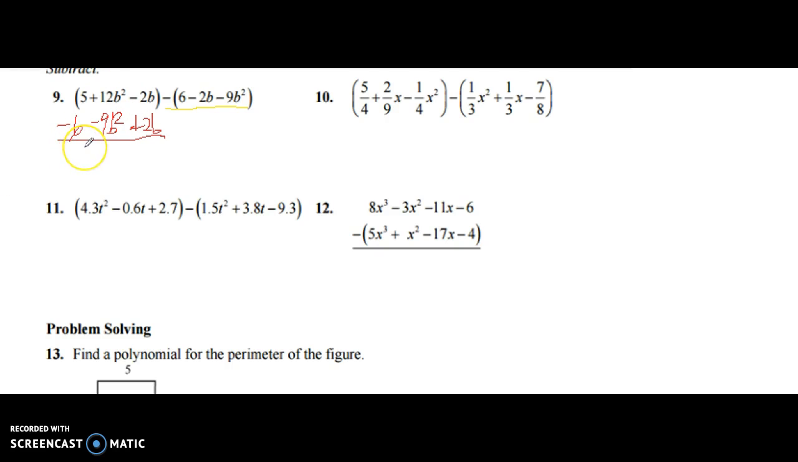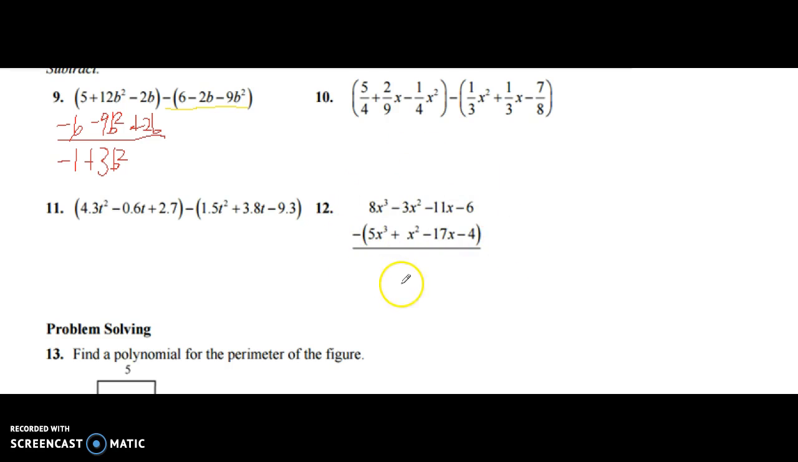So this would give me negative 1 plus 3b squared. And then these two would subtract out. There gives you a negative 2 plus 2 gives me a 0, so I don't have to worry about putting anything else. Let's look at this one.